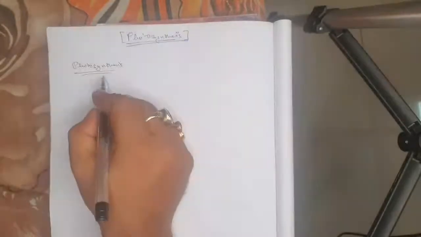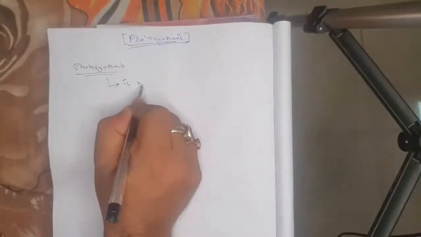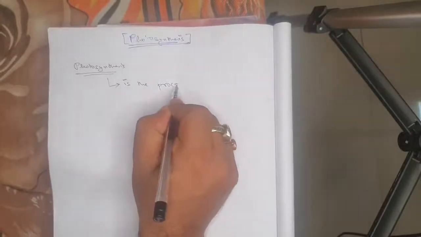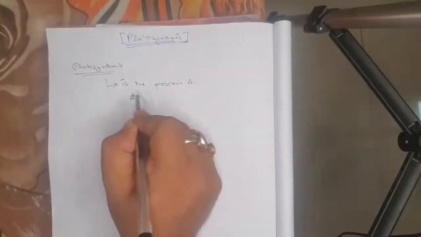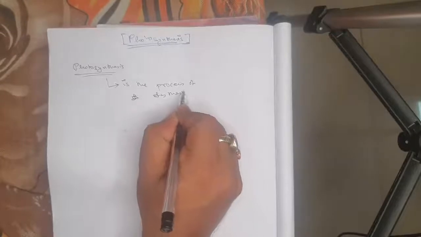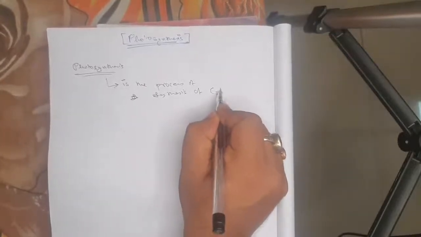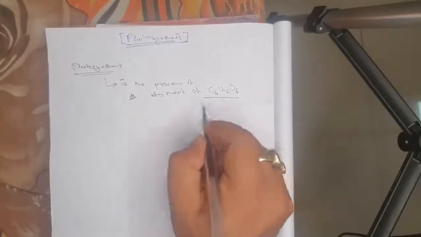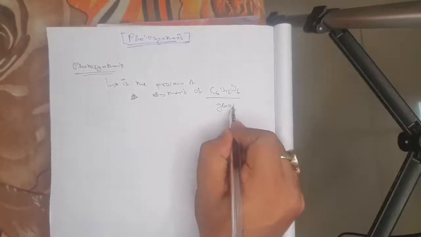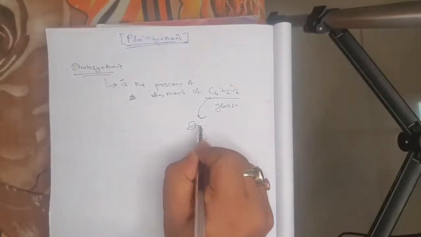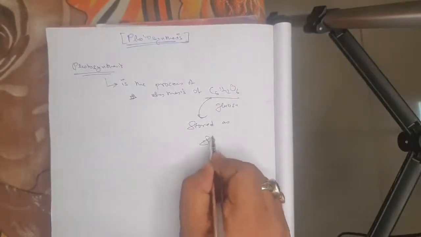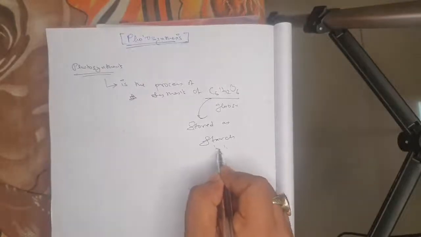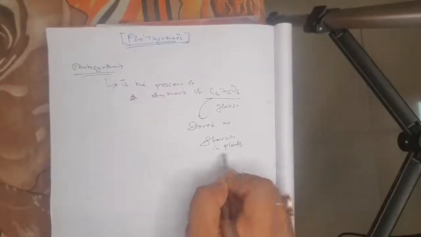So now, moving forward with our understanding of photosynthesis, you know that photosynthesis is the process of making food. It is the process of synthesis of C6H12O6, that is glucose, and glucose is stored as starch in plants. We know this, right?